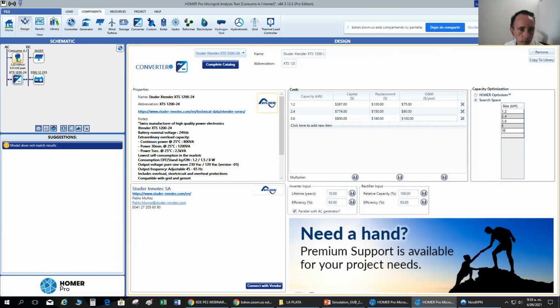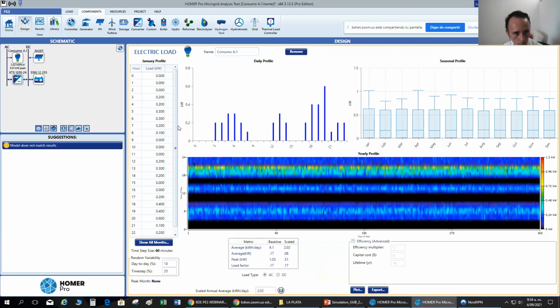Okay, then the load. This is what I told you before about how to create this load profile. It gives us the chance to change these numbers in kilowatts. Be careful with this. This is the power at 0 hour, 1 hour, 2 a.m., etc. For this example, this is the low profile. Okay, let's say everything is ready.